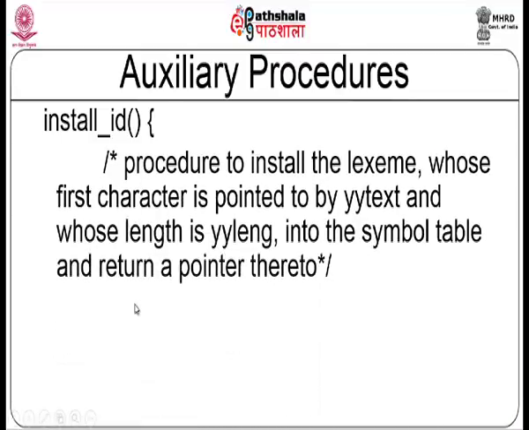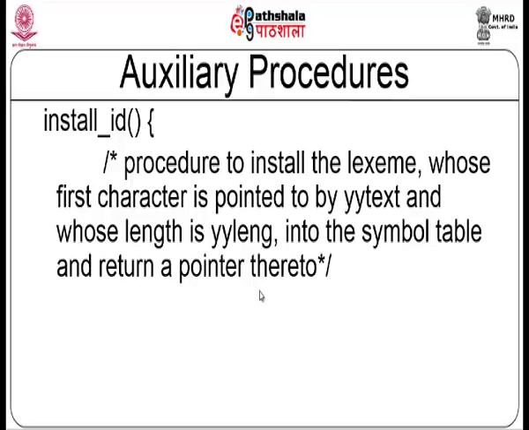Now, what will this do? If you remember the previous case, we called this function install ID. Typically this procedure will be used to install the lexeme whose first character is pointed to by yytext and whose length is yyleng, put it into the symbol table and return a pointer to it. This is a standard procedure. You can refer to some material where yyleng and yytext are standard functions which are part of your Lex program.